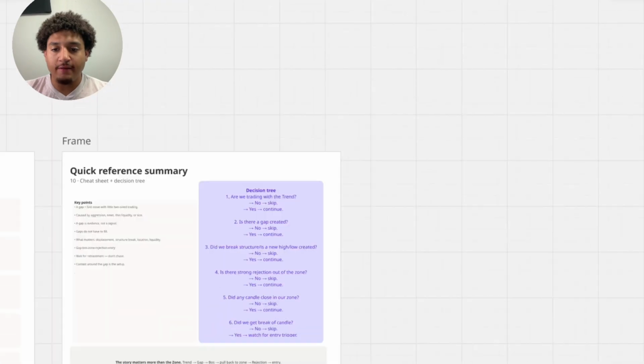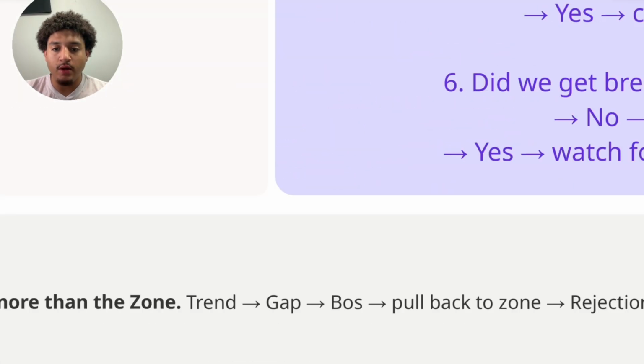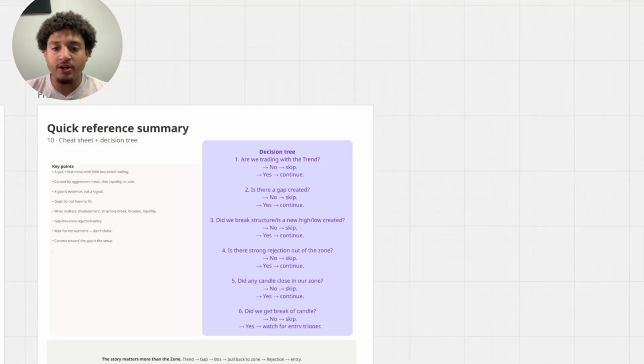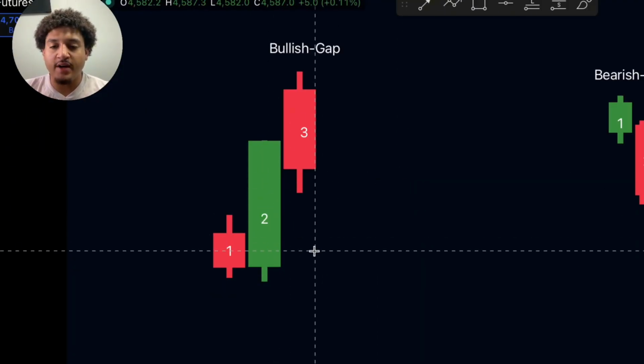So now you should have a pretty good summary of pretty much what a gap is, why they're created, and how we use them to trade. So with that being said, let's hop on the charts and show some examples of what this actually looks like.